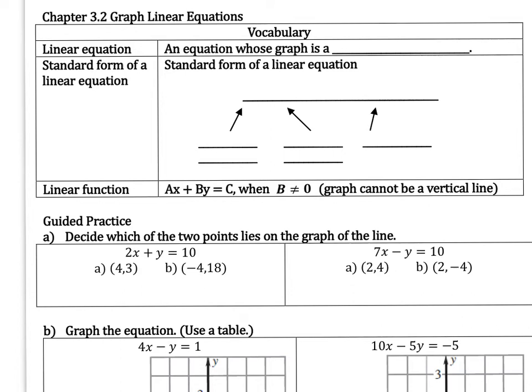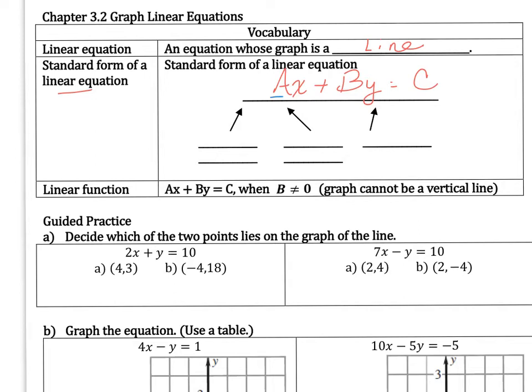3.2. Graph linear equations. A linear equation is an equation whose graph is a line. The standard form of a linear equation is as follows: ax + by = c.